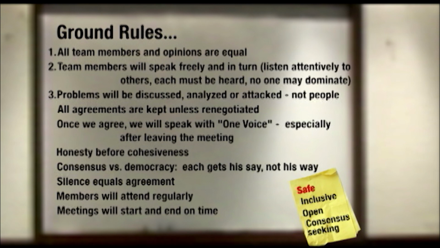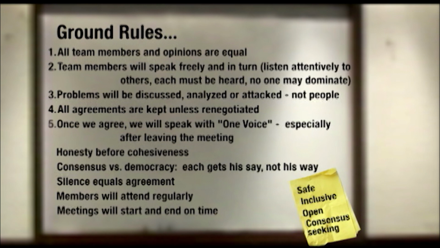Number 3, problems will be discussed, analyzed, or attacked, not people. A clear safety statement. Safety is perhaps one of the most important things on the whole list. It needs to be very clearly represented. Sometimes having 2 or 3 safety statements is not a bad thing. Number 4, all agreements are kept unless renegotiated. What's that? Well, it turns out it's a consensus statement. You see, consensus doesn't just mean that I won't undermine the group decision after I leave the meeting. Consensus means that I'll put my shoulder to the wheel, that whatever we agree we're going to do, I'll do my level best, my darndest, to make it succeed.